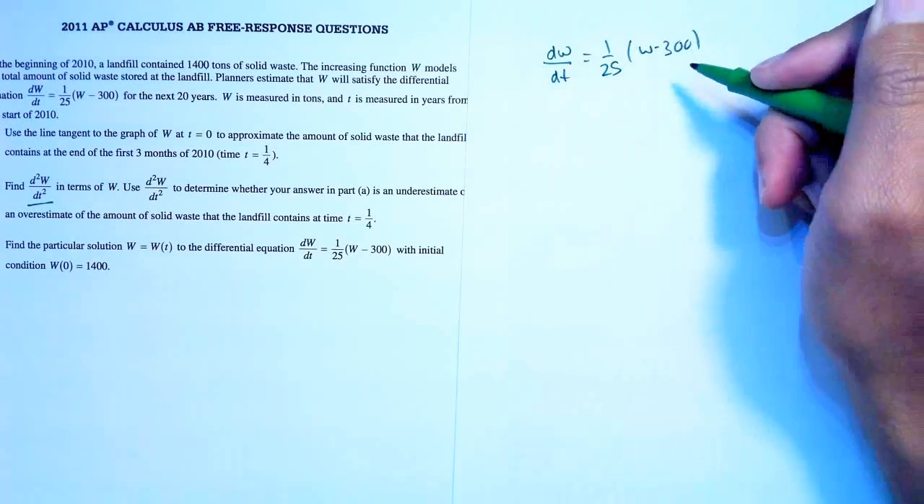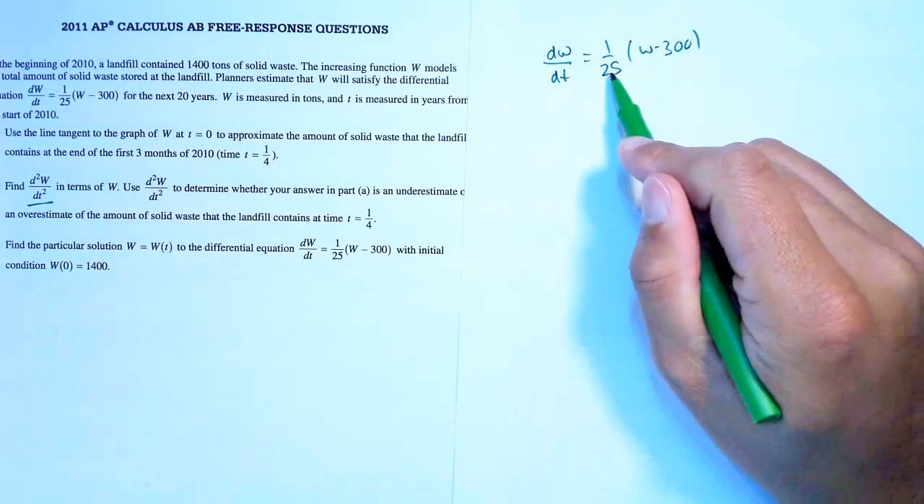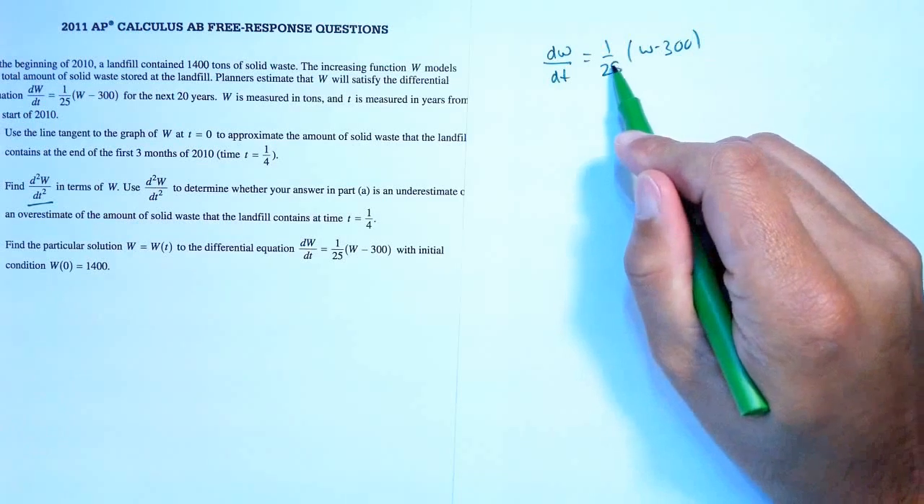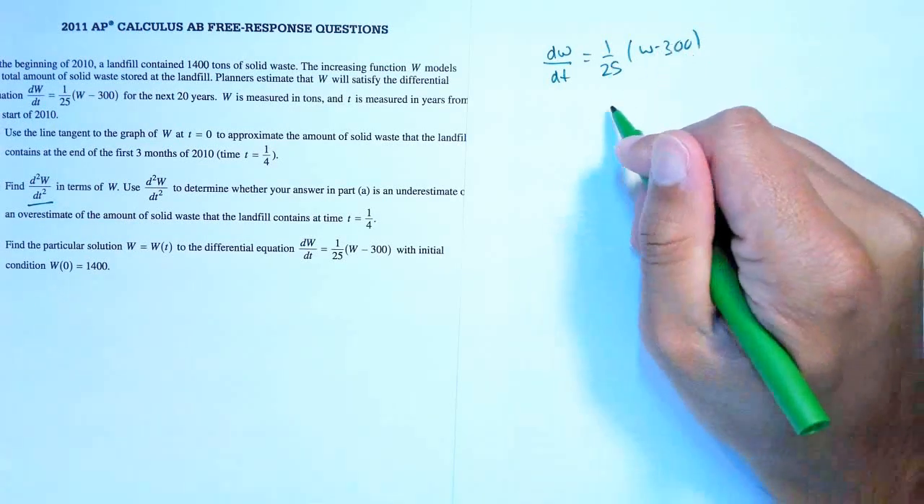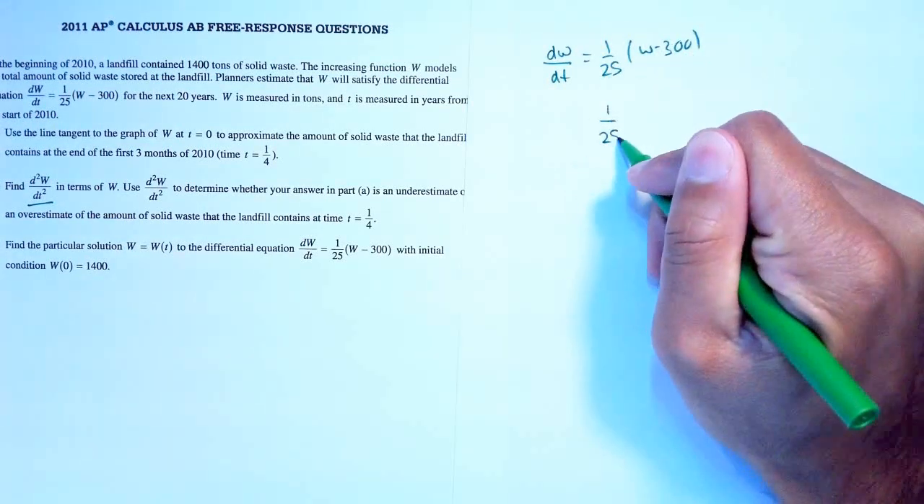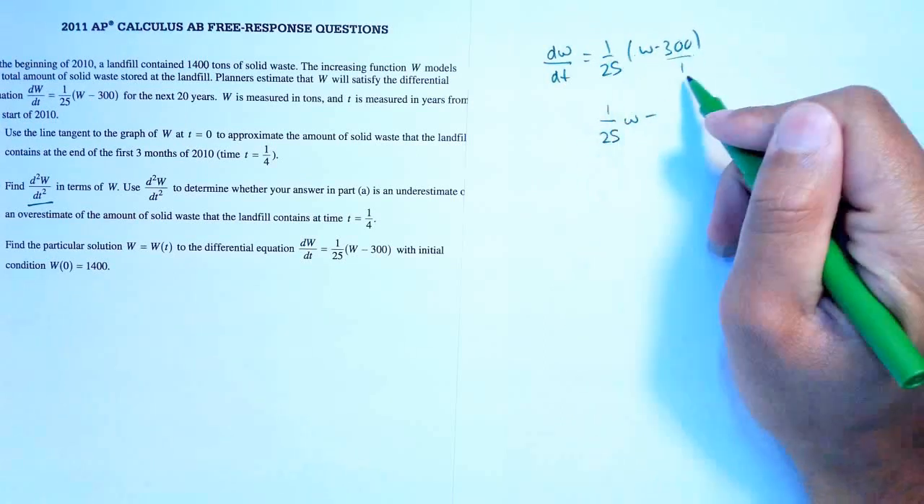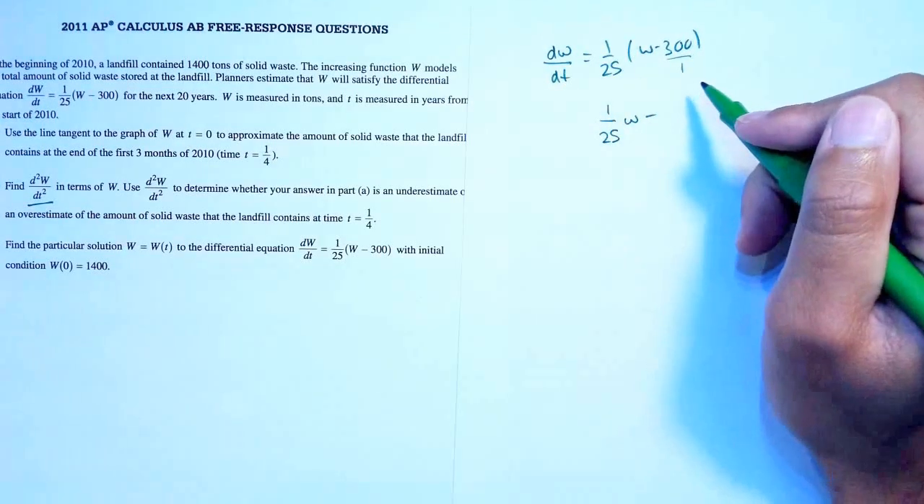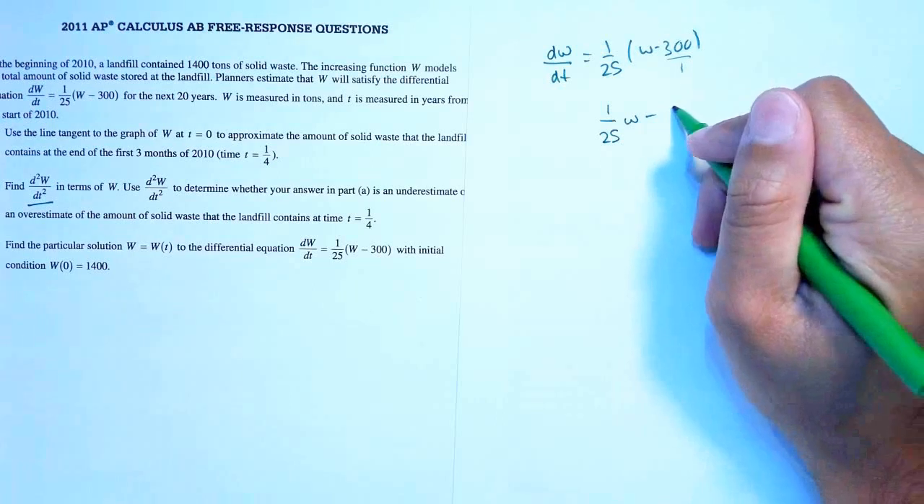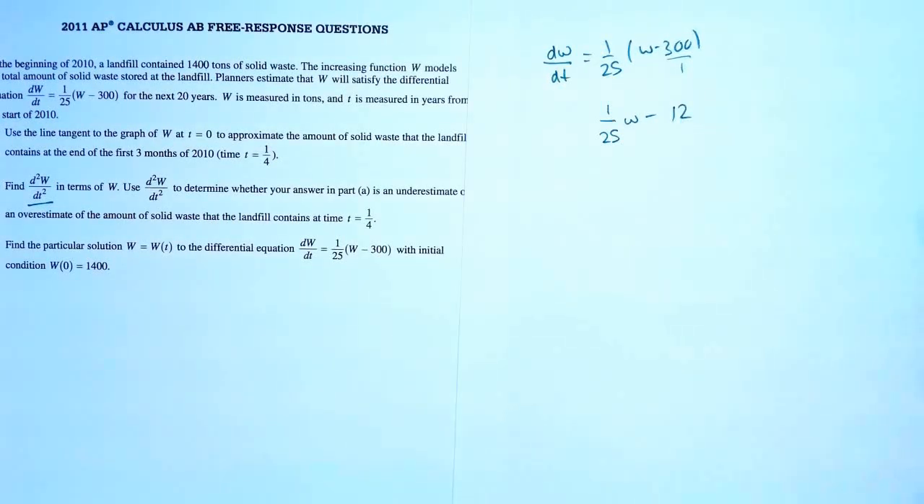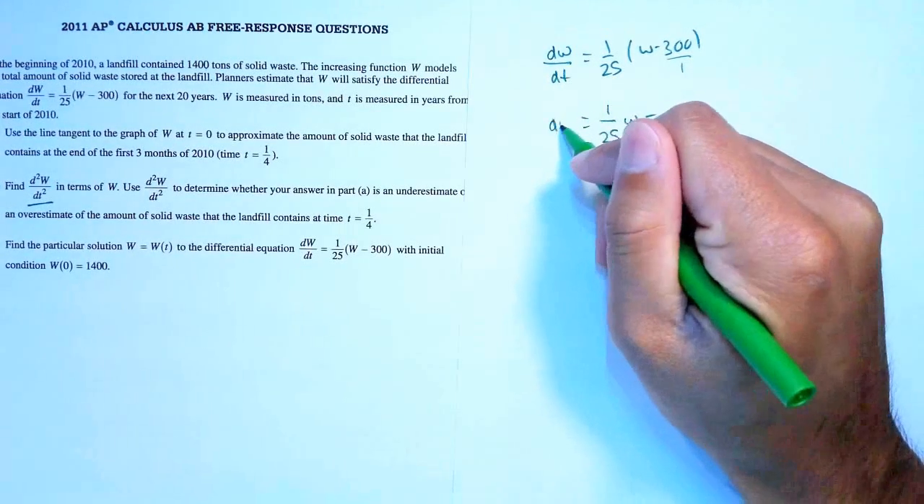Now, when we have this question, I don't really like the format. I don't like the fact that I have a constant in front of a parenthesis. So I'm going to distribute this out, which is going to be 1 over 25 w minus, think about it, 1 over 25 times 300, that's going to be 12. Okay? And this is equal to dw over dt.